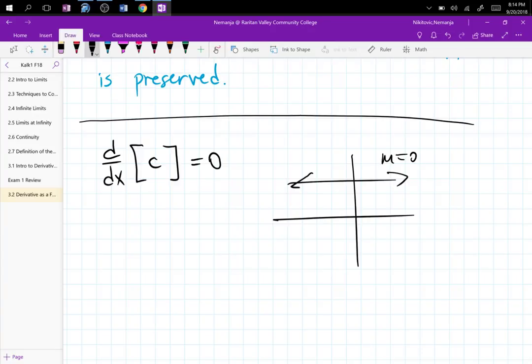There is one easier explanation. Can anyone pick up on the easier explanation? What did I say the derivative measures?